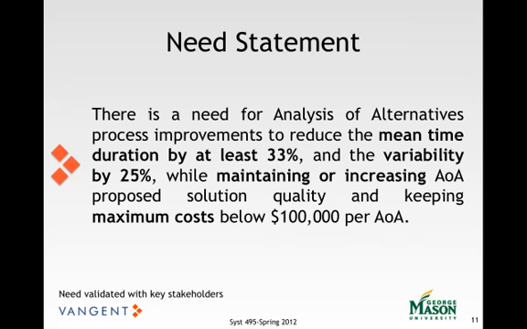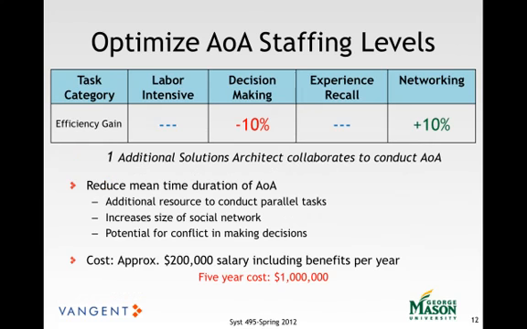Based on our understanding of the AOA process, we developed several different potential solutions to the problem. The first is to optimize staffing levels in the AOA by adding one solutions architect to help conduct the AOA. This takes advantage of parallel tasks in the AOA and increases the size of the social network, which helps in the networking task category.